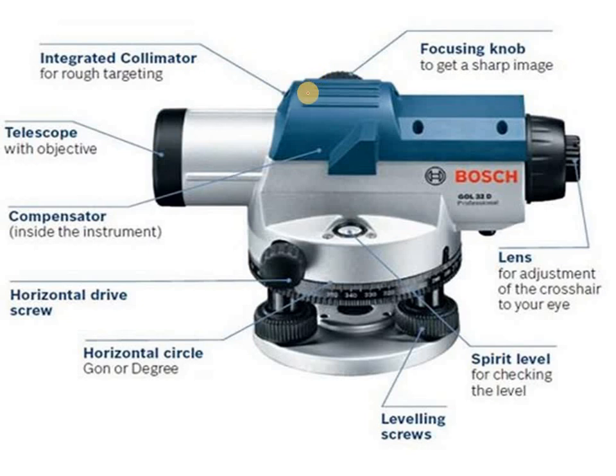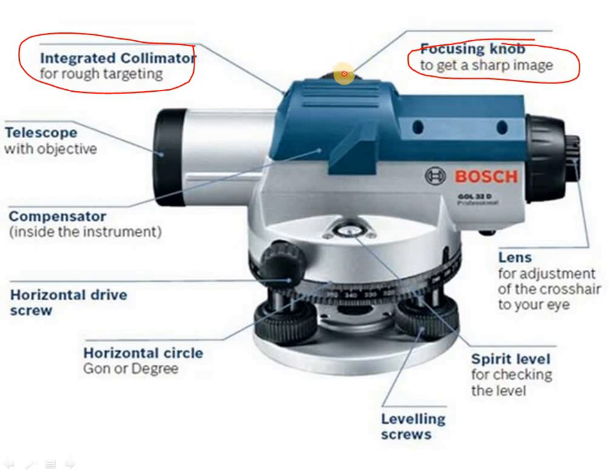We can see here on the top of the instrument, this one is called the integrated collimator. This is for rough targeting. In these small object lines we can see here, and this is called the focusing screw. To get a sharp image, when we rotate this black color one up and down, the object will be clearly visible. And this portion is called the telescope with objective. And this is the lens for adjustment of the crosshair to our eye. We will call it the eyepiece also.